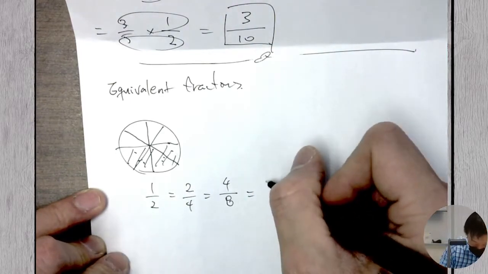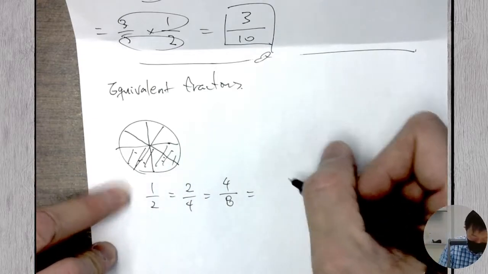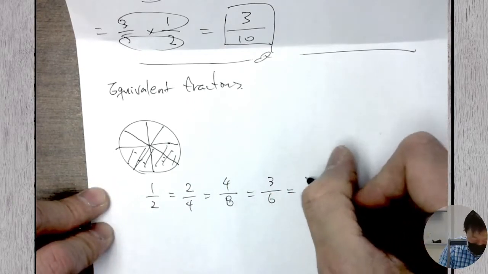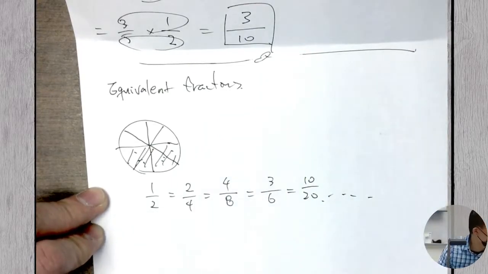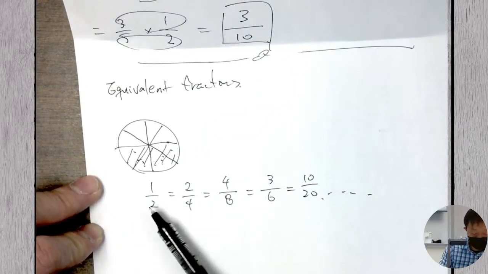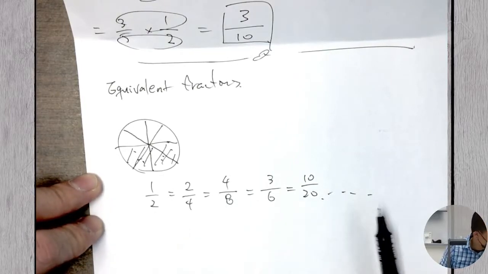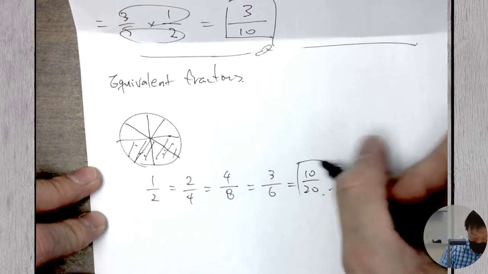So this would be what? This is times 2, times, I don't know, it could also be 3/6. It could also be 10/20, and so on and so forth. You have a lot of possibilities. It's the same pizza, but you have to recognize that these fractions are different. That's point number 1.